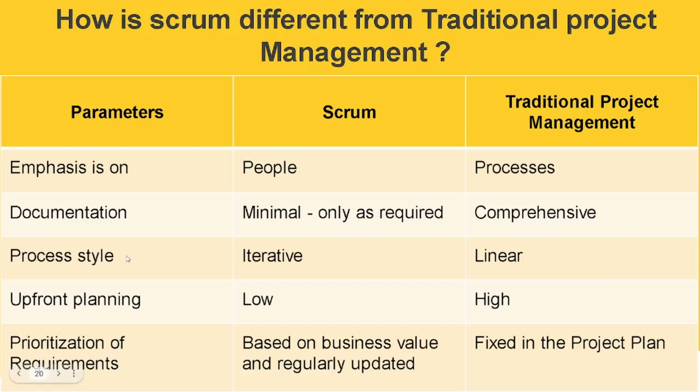Process style is iterative in Scrum, whereas in traditional project management it is very linear. In Scrum, the upfront planning is very low because Scrum follows Agile, so it encourages changes in the future as well. Whereas in traditional project management, the upfront planning should be really high, because it doesn't encourage changes later. Prioritization of requirements is based on business value and regularly updated in Scrum. Whereas in traditional project management, prioritization of requirements is fixed in the project plan.